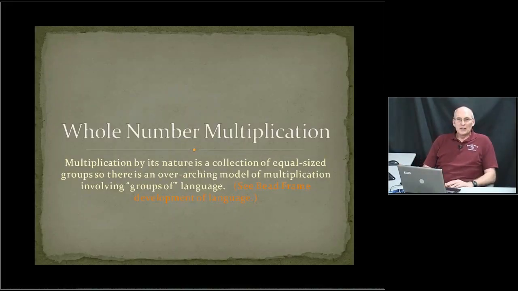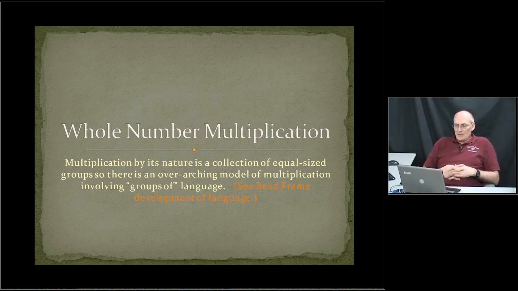Okay, welcome to whole number multiplication. We're actually going to look at multiplication models. There's lots of other aspects of multiplication. You could spend a whole year in the class talking about how you teach multiplication, but this is just one little snapshot of some important things related to multiplication.